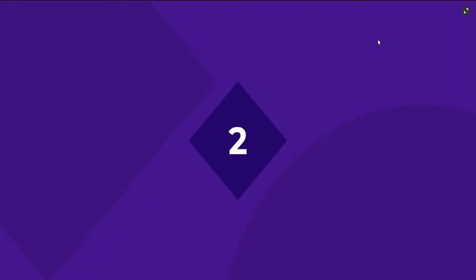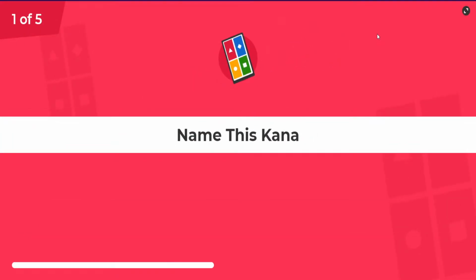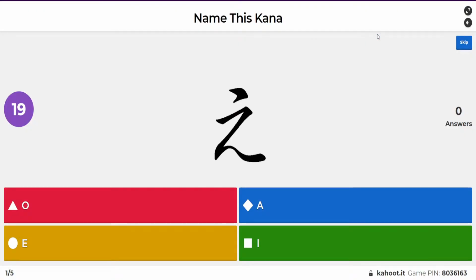I rushed this to put it together real quick. Quiz. Name this kana. What is this? Everyone put in an answer. Whatever could it be? Is it O? Is it A? Is it E? Or is it E?